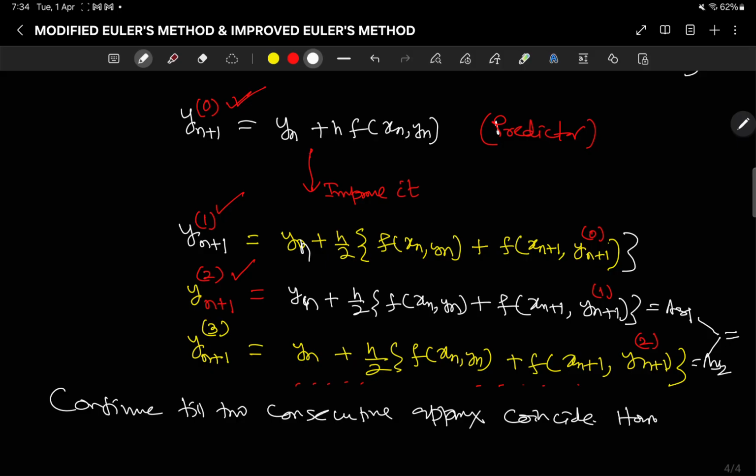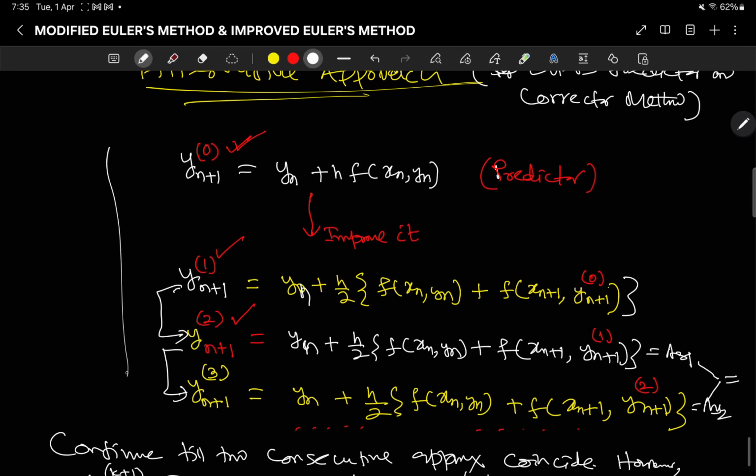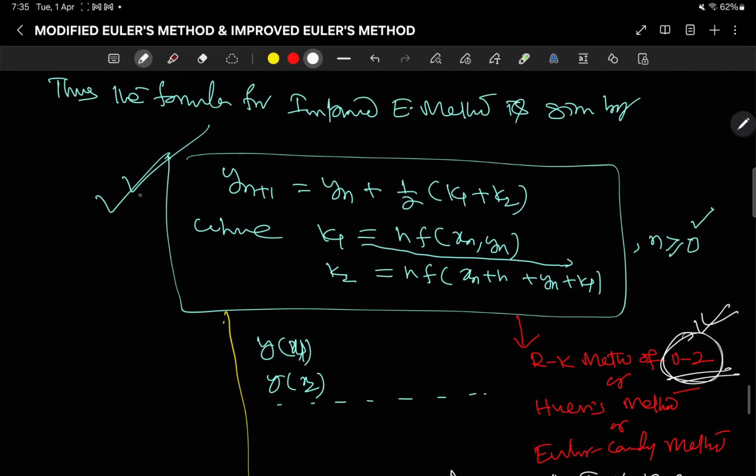However, here y_{n+1} at the (k+1)th correction is a better estimate than y_{n+1} at the kth estimate, means subsequently we improve this. This is the improvement of this, and this is the improvement of this. So the subsequent approximations are better, and we stop where two consecutive approximations are the same. So we may use this, or we may use this, but this is obviously better. This is the improved Euler method.